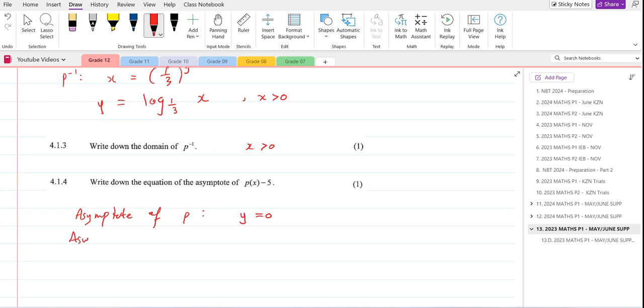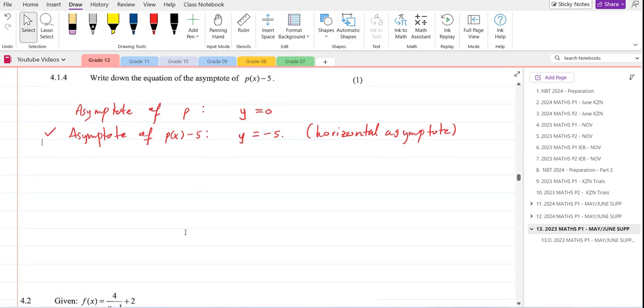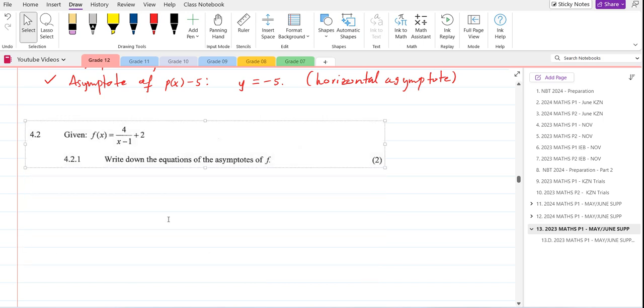So the asymptote of P of x minus 5 is, we shifted this graph 5 units down, so it's going to be y is equal to negative 5, right? So it's a horizontal asymptote. Okay, to be specific, all you needed to give was this part here. Next question. I hope you guys understood this.